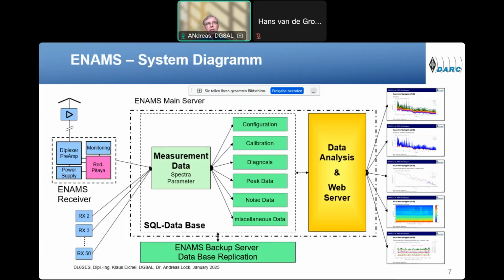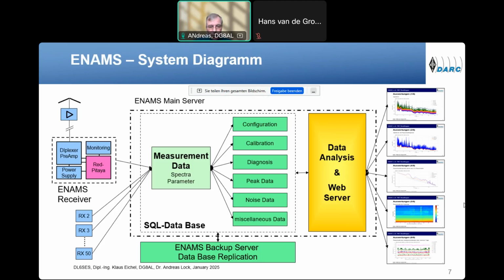And the main part of the ENAMS server is an SQL database. So the server is an i7 computer with about 32 gigabytes of main memory, and has a RAID disk system with effectively 12 terabytes of disk space. Because it's a RAID system, 8 terabytes can be used for data storage. And you see in the diagram, in the SQL database, we have different tables where the different information goes.